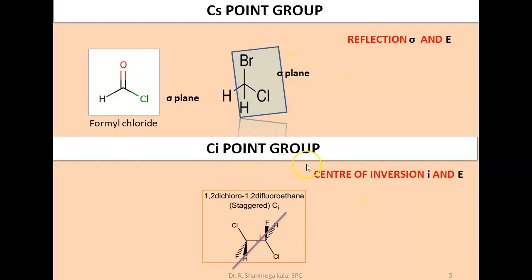And third one, the Ci point group. A molecule that contains a center of inversion and the identity element has the Ci point group. One of the examples is 1,2-dichloro-1,2-difluoroethane in a staggered conformation, and here we can find a point at the center of the molecule, and we can find the two opposite corners. There are two hydrogens and two fluorines, and there is an inversion point at the center, and we can find the same type of atom at the opposite corner. So hence it has the Ci point group.